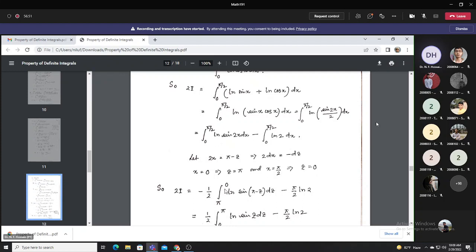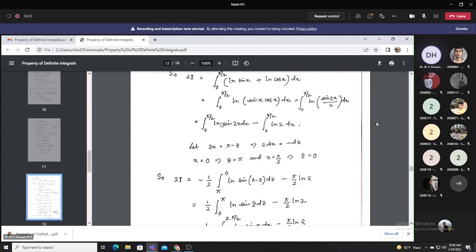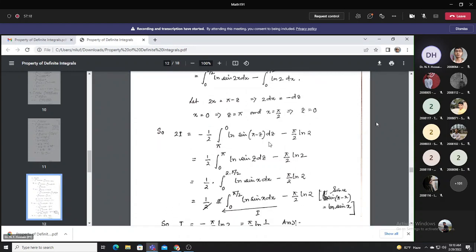For the first integral, pi to 0, it will be ln of sine of pi minus z. Then minus, if you perform this integration, ln of 2 is a constant, so ln of 2 into the integration 0 to pi by 2 dx, which gives you pi by 2. So ultimately the result is minus pi by 2 ln 2, which is coming from the second term, and this is from the first term.